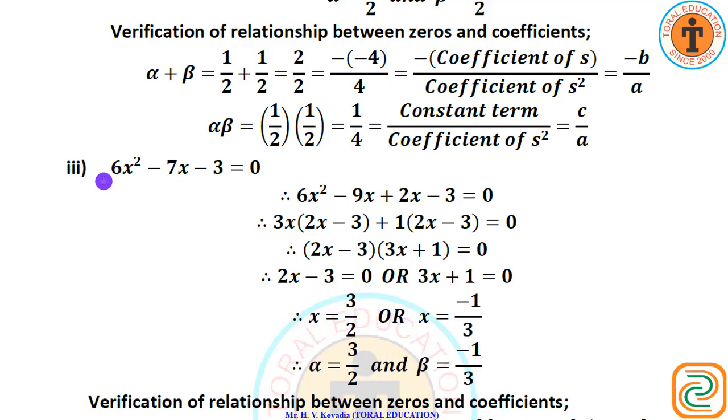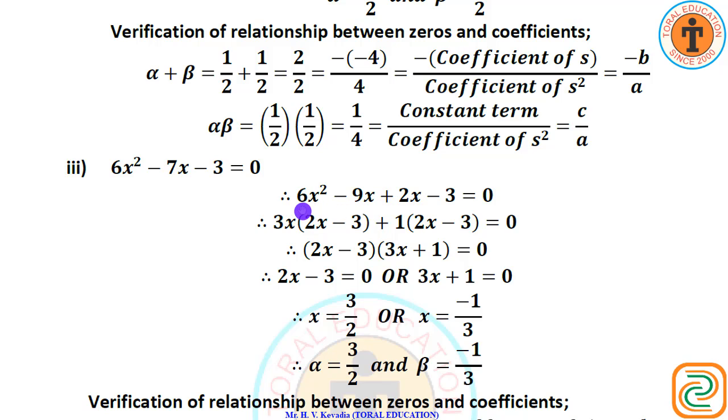So splitting the middle term, 6 3s are 18, that is minus 18. Two factors of minus 18 are minus 9 and plus 2. We have taken here 9 minus. Why? Because we want minus 7. We need minus 7, so the bigger digit is negative. So minus 9x plus 2x minus 3.